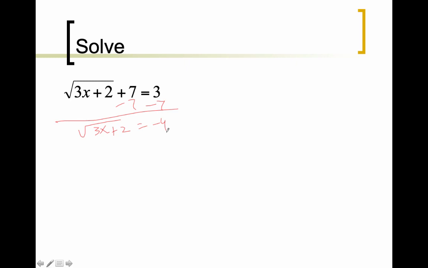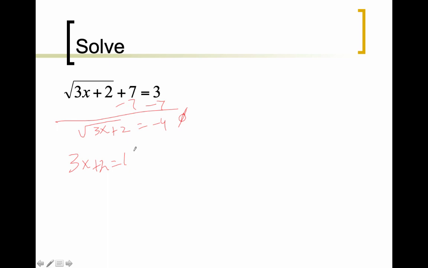Oh wait, how can I take the square root of a positive number and get a negative? I can't. This is going to be no solution. What if I didn't recognize that and I squared both sides?